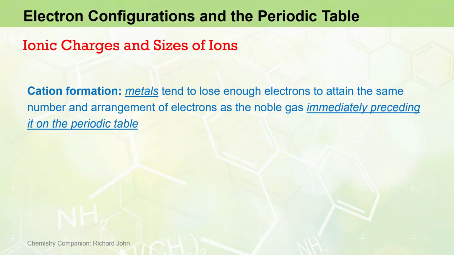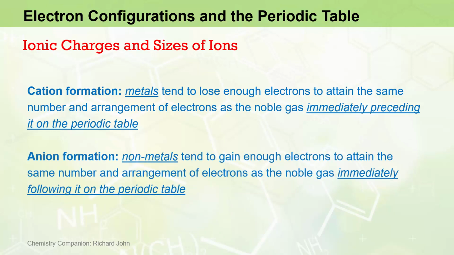Earlier in this video series, we learnt that cations, positively charged ions, are formed from metals where the metal tends to lose enough electrons to attain the same number and arrangement of electrons as the noble gas immediately preceding it in the periodic table. We further learnt that anions, which are negatively charged ions, are formed from nonmetals where the nonmetal tends to gain enough electrons to attain the same number and arrangement of electrons as the noble gas immediately following it on the periodic table.